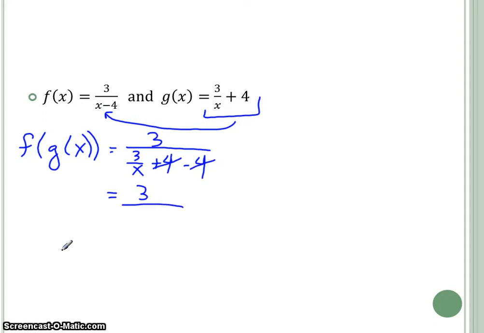So we've got 3 over x. We usually multiply by x over x, so there'd be 3x on top and then just 3 on the bottom. Or we can multiply by the reciprocal since we're just dividing by a fraction here. Either way, you'll get the same answer.